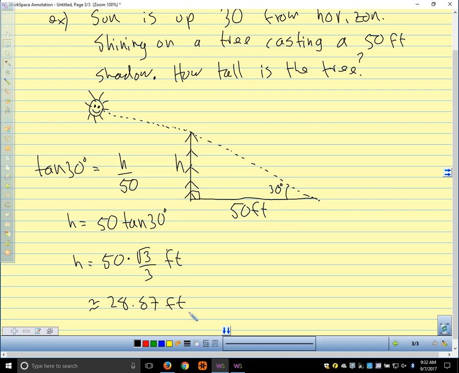So this is kind of a typical right triangle trigonometry problem. And I know the way I drew my picture, my ray of sun isn't straight, but I'm a math student, not an art student. So. All right, questions on that example?